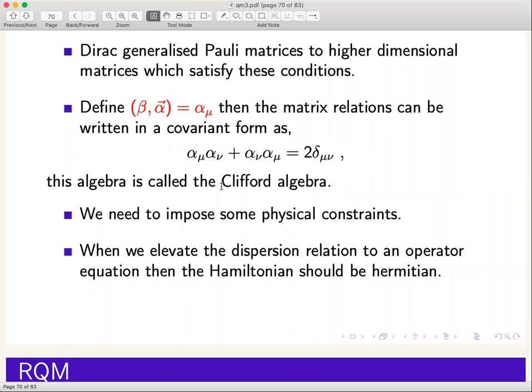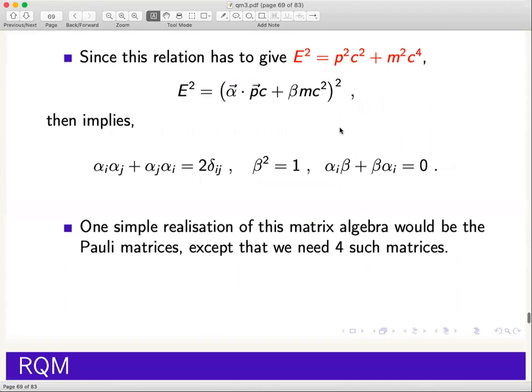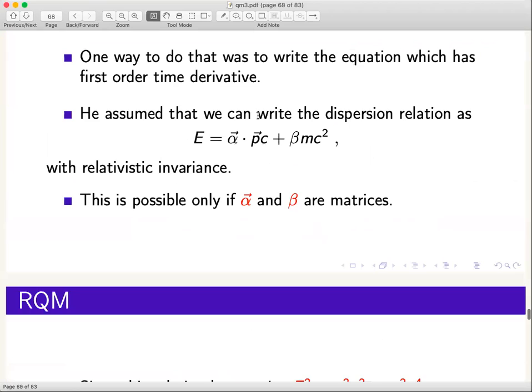Okay, fine. So besides realizing that they should be matrices and they should satisfy this Clifford algebra condition, we also need to impose some additional conditions on these alpha and beta matrices, or alpha mu matrices. Let's look at these physical constraints that we have. First thing is that when you look at this dispersion relation that Dirac has written down, and you want to elevate this dispersion relation to an operator equation, then you would say that E is an eigenvalue of a Hamiltonian.